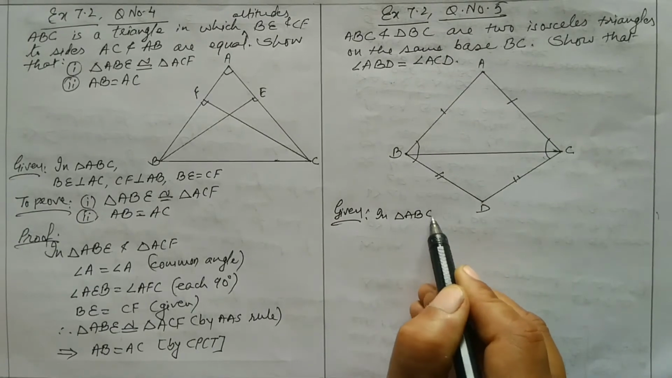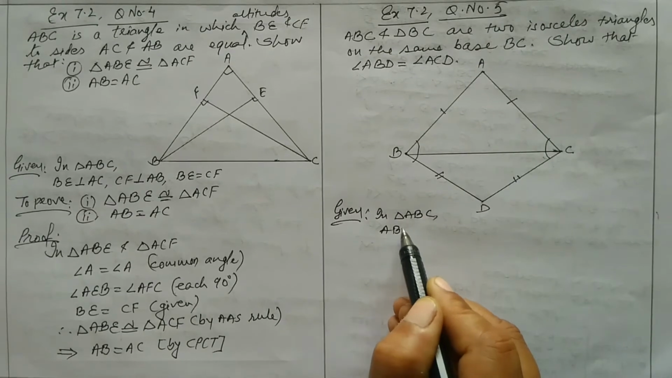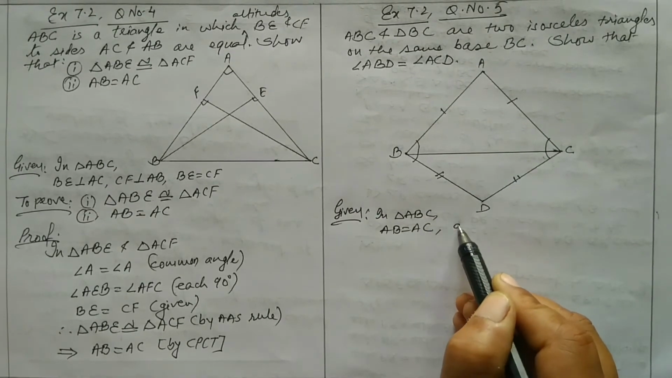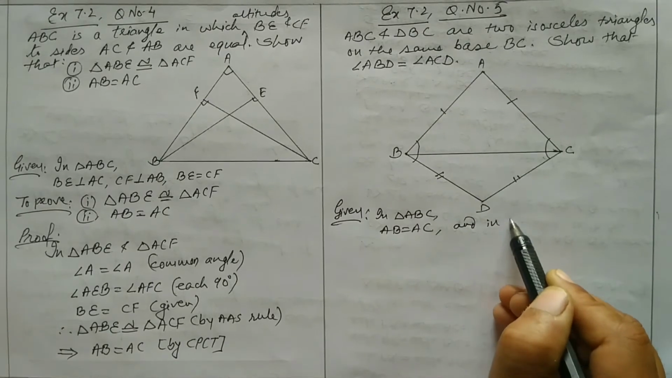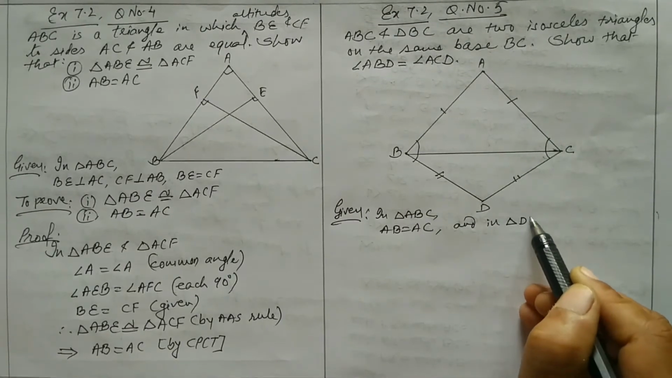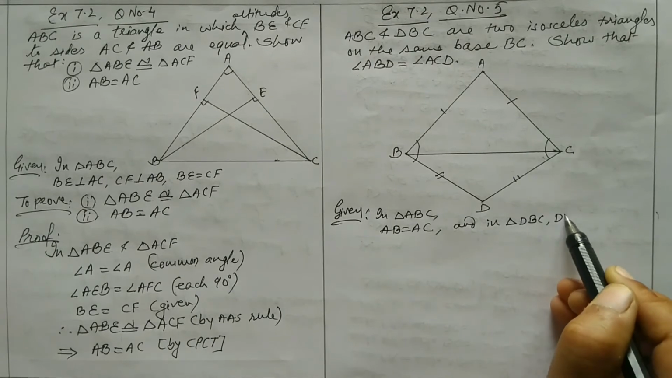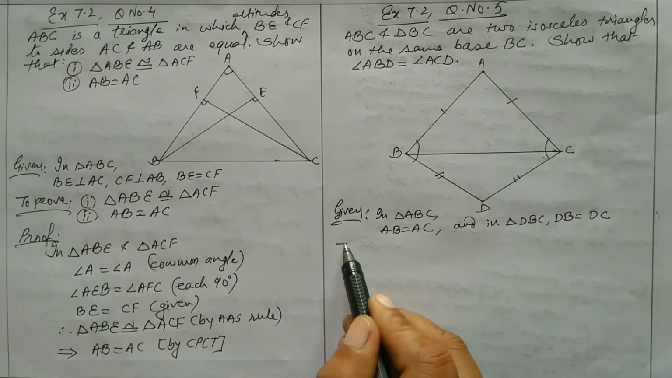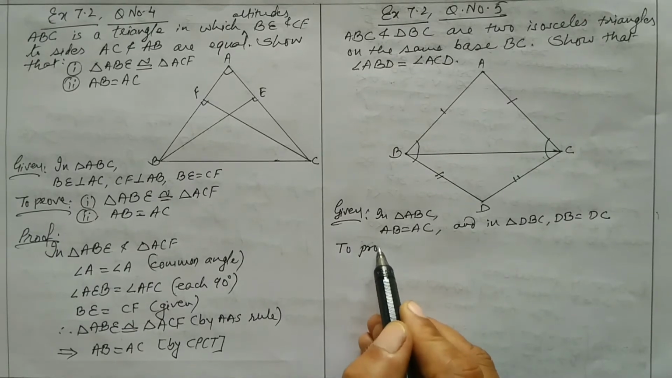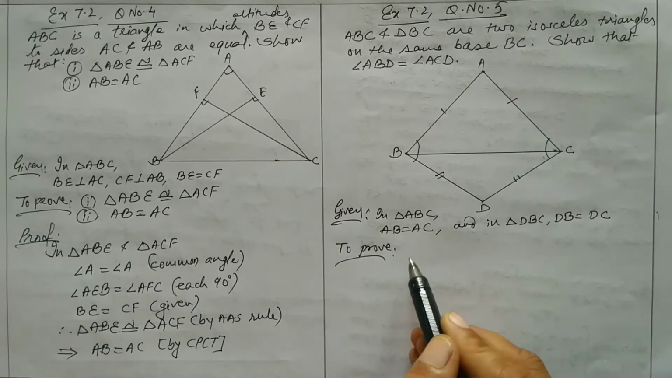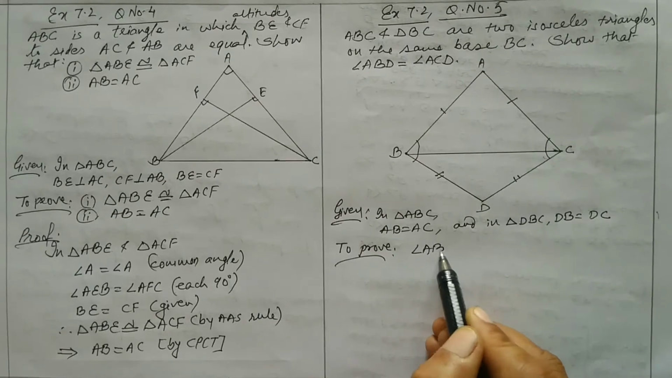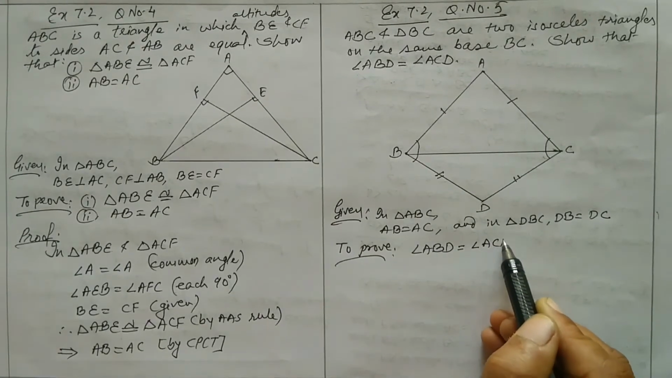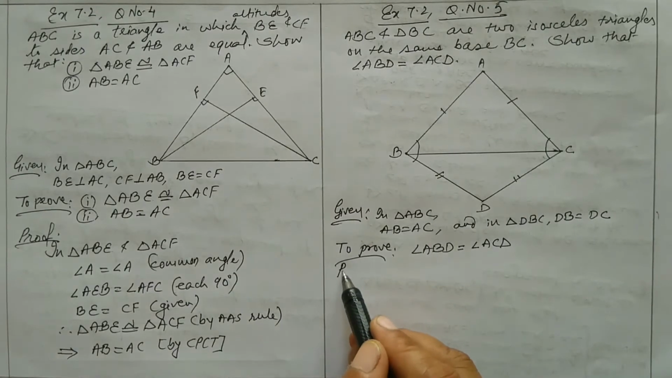In triangle ABC, AB is equal to AC, and in triangle DBC, DB is equal to DC. Then what you have to prove? You have to prove angle ABD is equal to angle ACD. Let us see the proof.